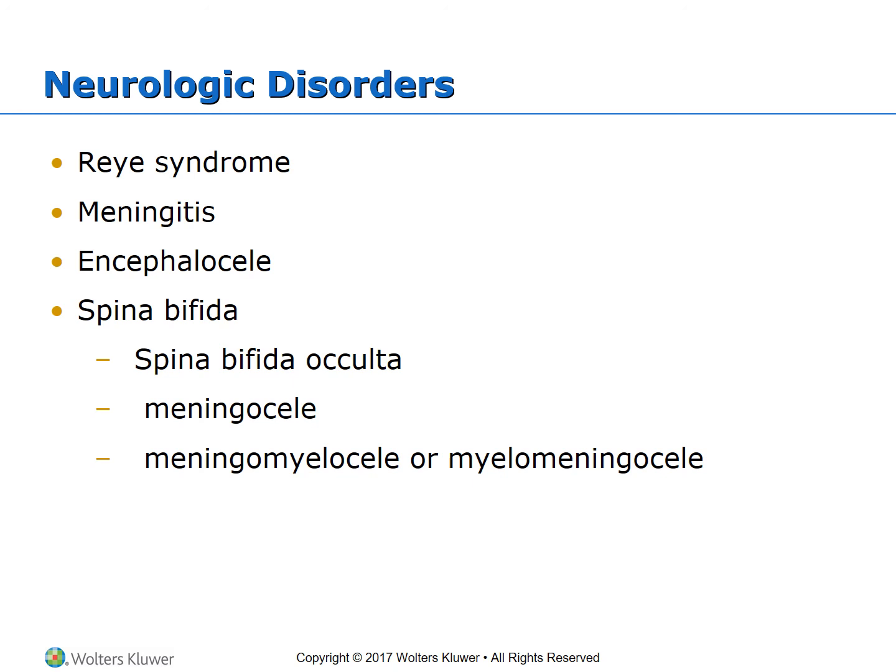Muscle weakness is possible, as well as difficulty with bowel and bladder control. Corrective surgery is needed. And then we have a meningomyelocele, the most serious form, where the meninges or part of the spinal cord protrude through an opening, and they're usually paralyzed and surgery is necessary.